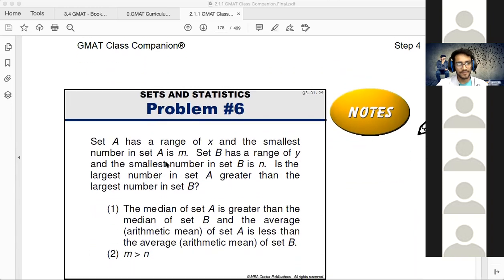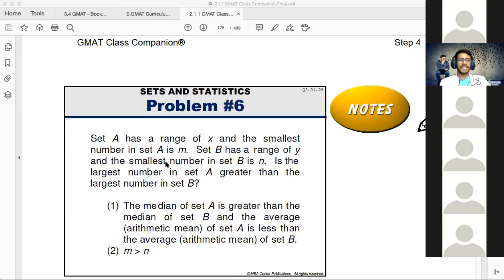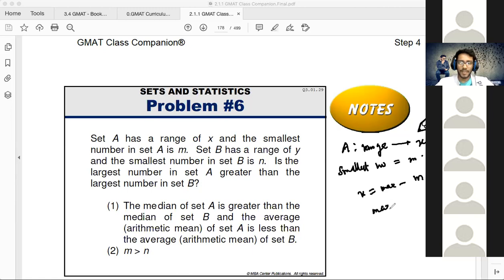Problem 6. Set A has a range of X. And the smallest number in set A is M. Range is maximum minus minimum, right? So maximum number will be X plus M. This we know. Smallest is M, maximum is X plus M.